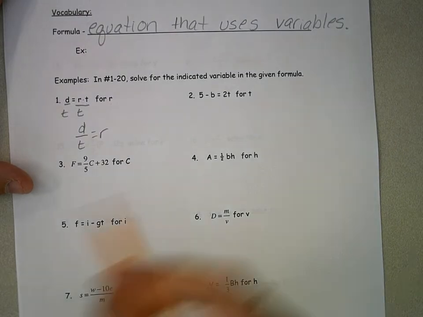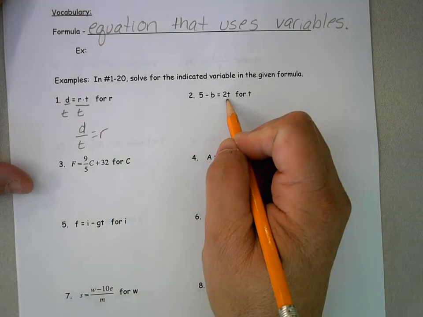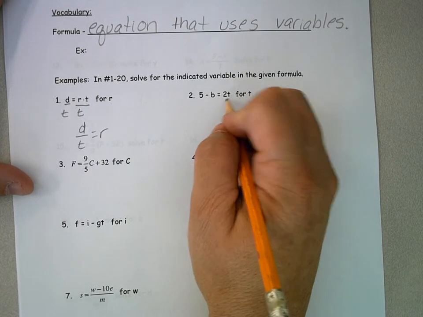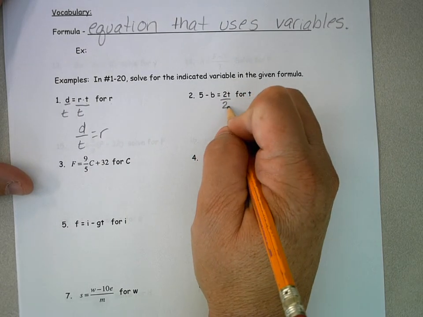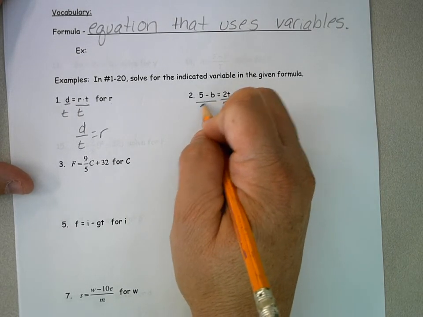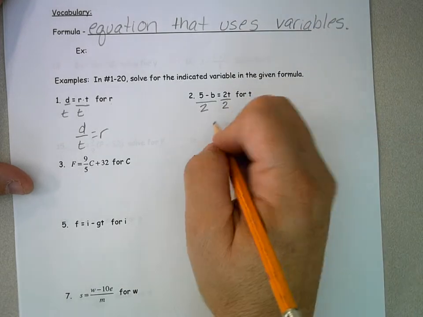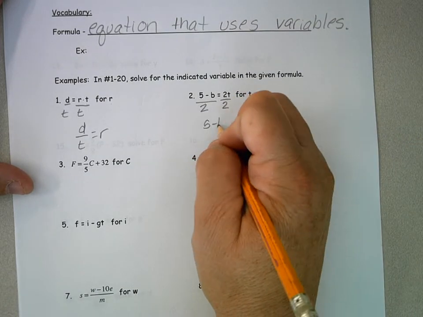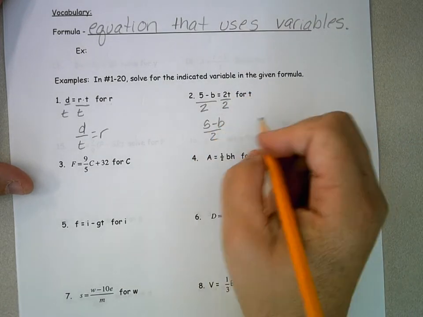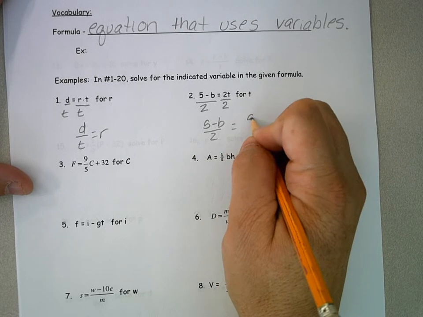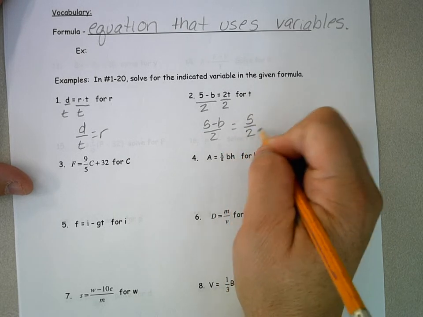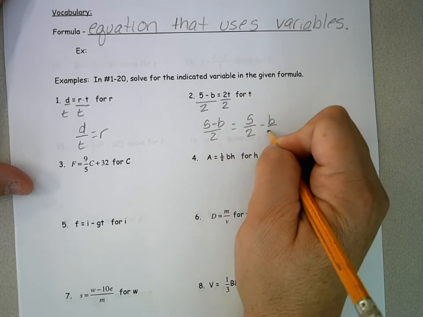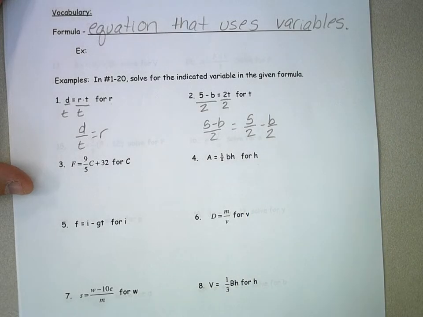Number 2, we're trying to get the T by itself, and there's a 2 in front of that. So we will divide both sides by 2, and you can write that two ways. 5 minus B over 2, or that is the same as 5 over 2 minus B over 2.